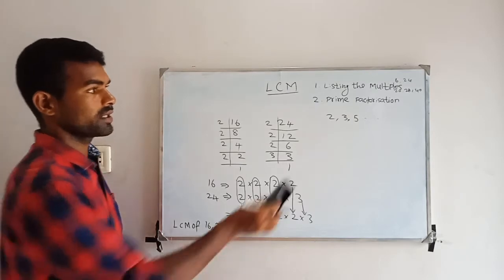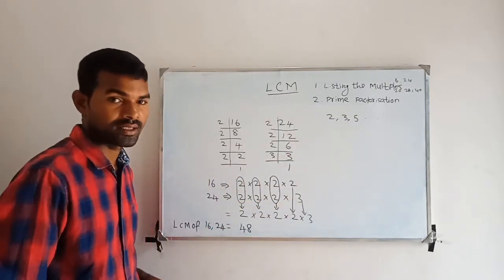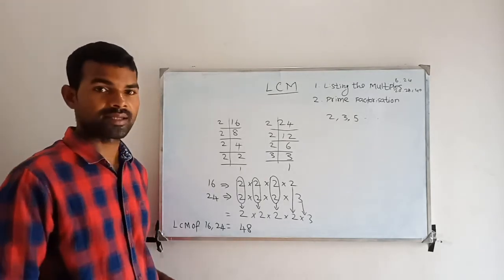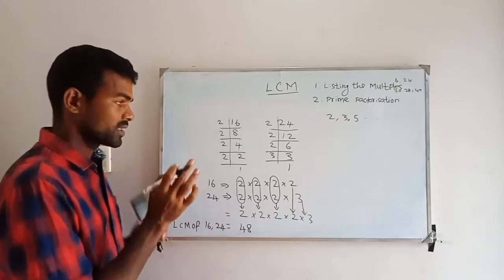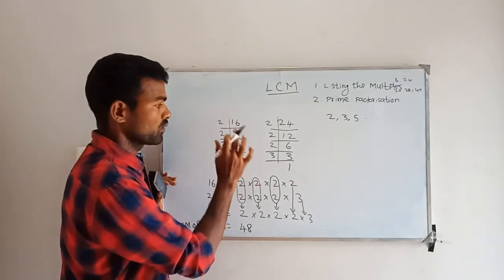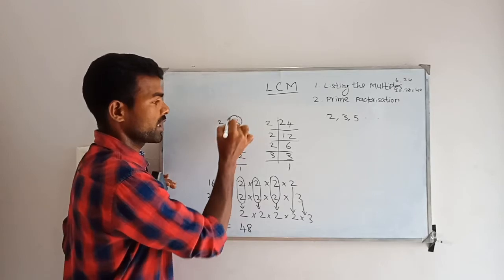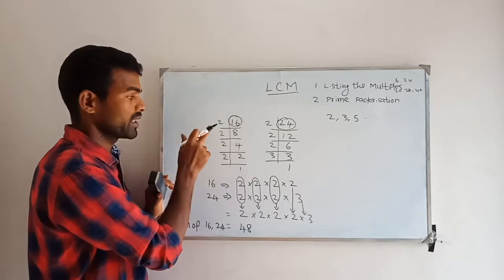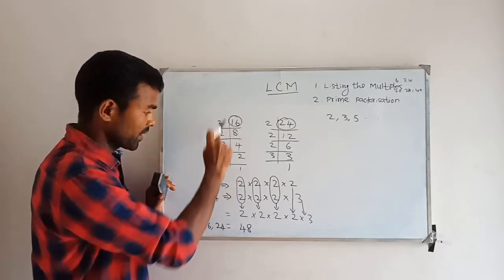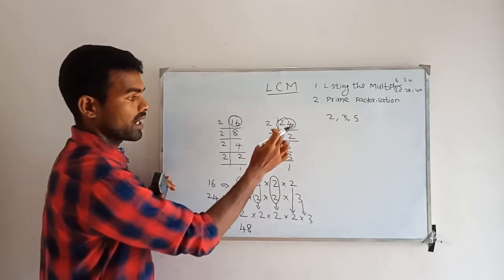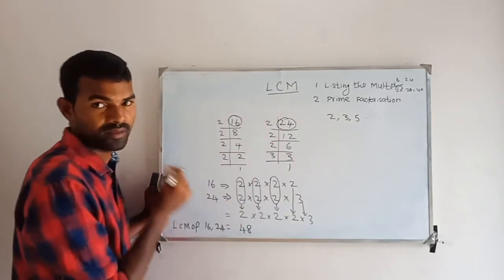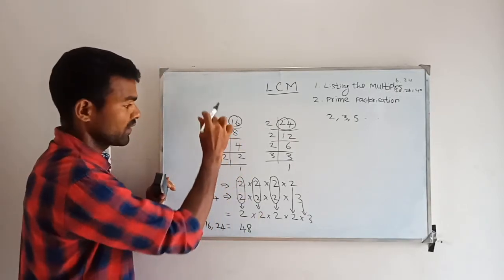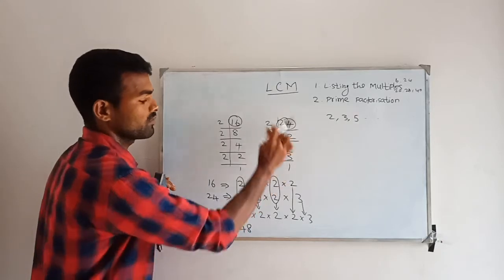So this method is the prime factorization method. By the prime factorization method, you are finding the LCM. This is the second method. How to do it? Whatever numbers, 2 numbers or 3 numbers, here 2 numbers are given, 16 and 24. Divide the given numbers by the prime numbers and find all the prime factors. Now arrange the prime numbers, the left column, write it here.